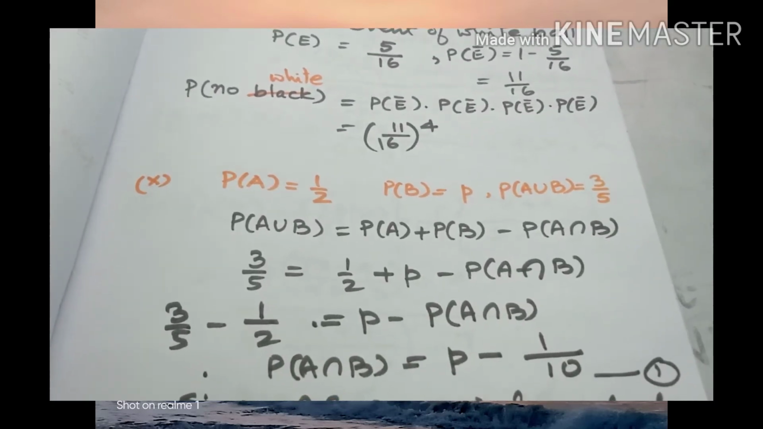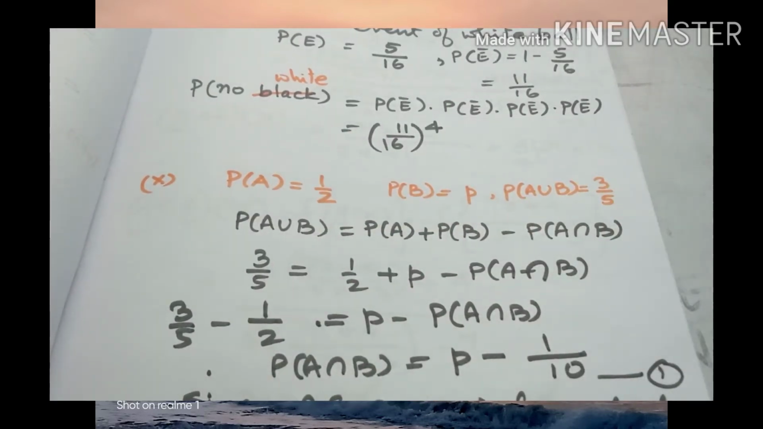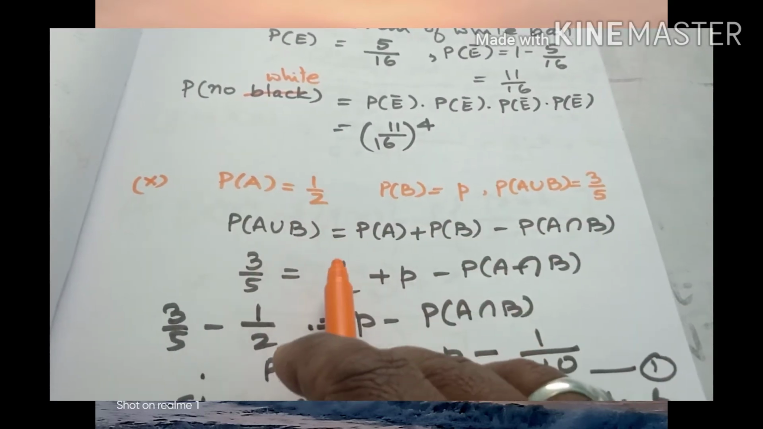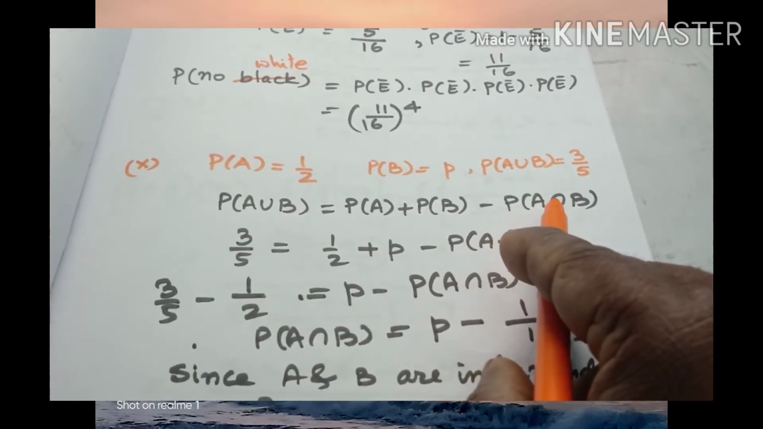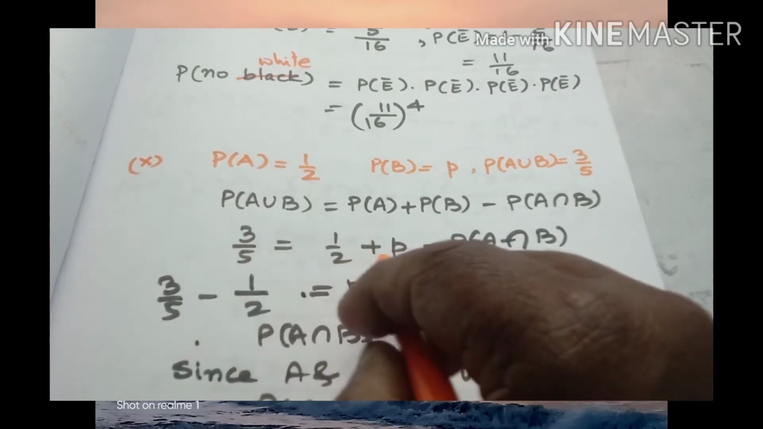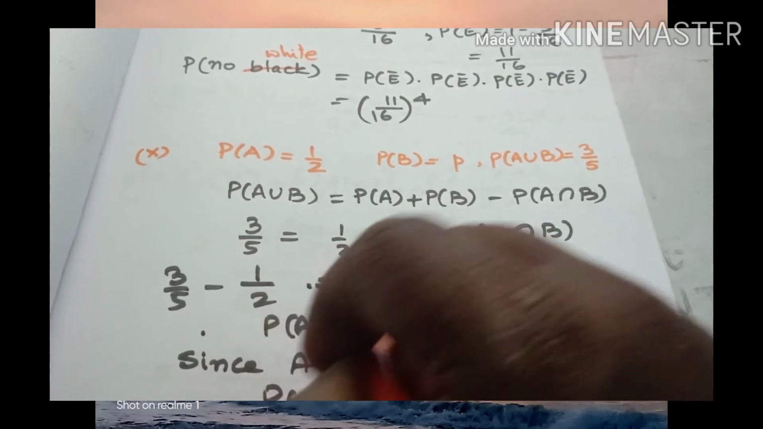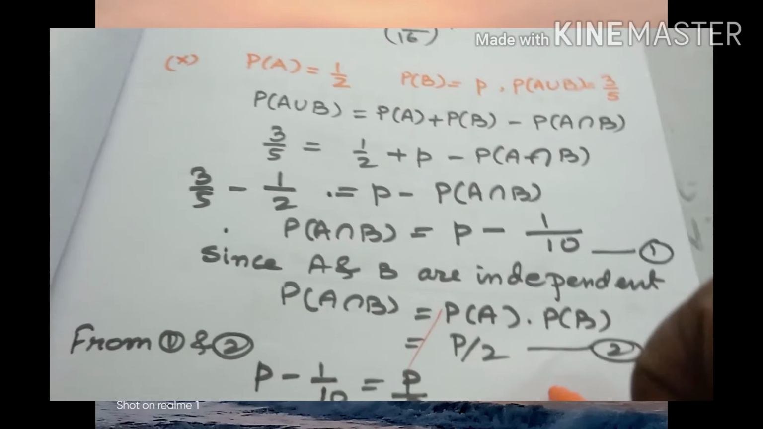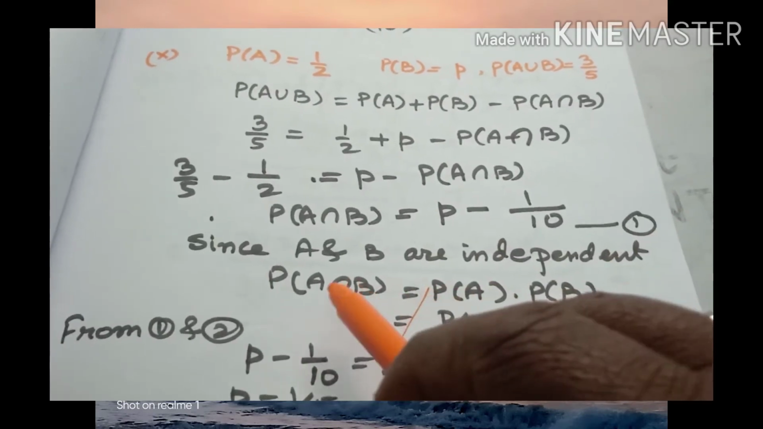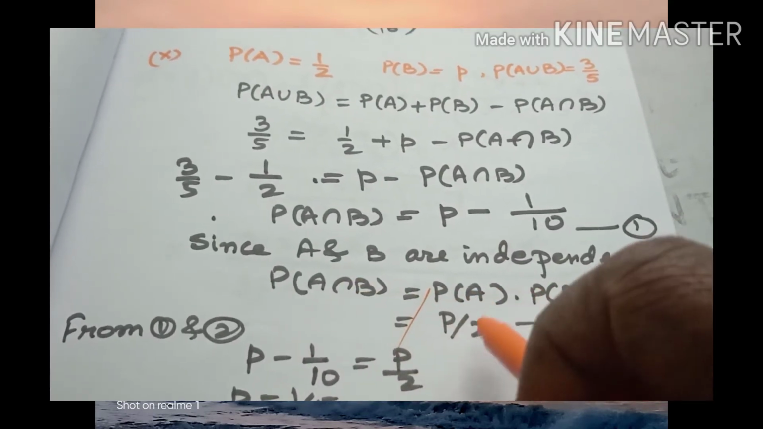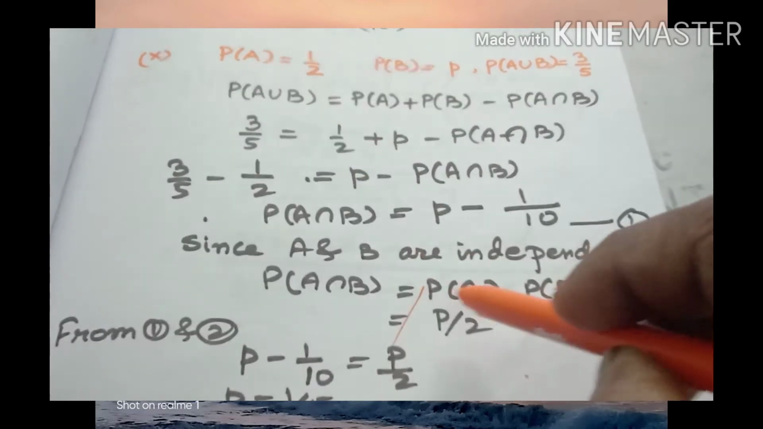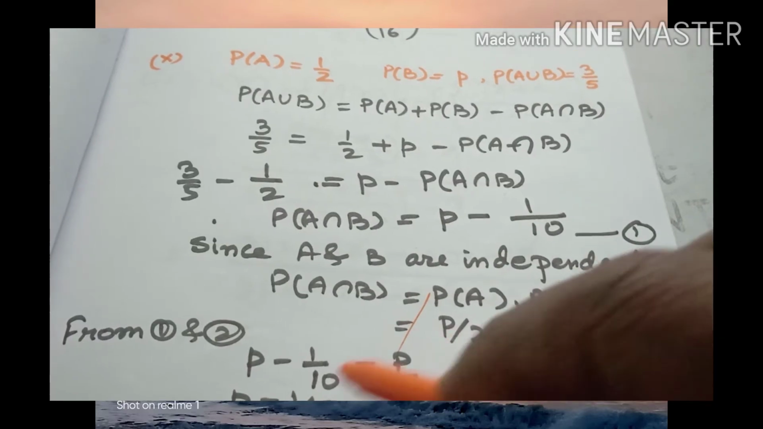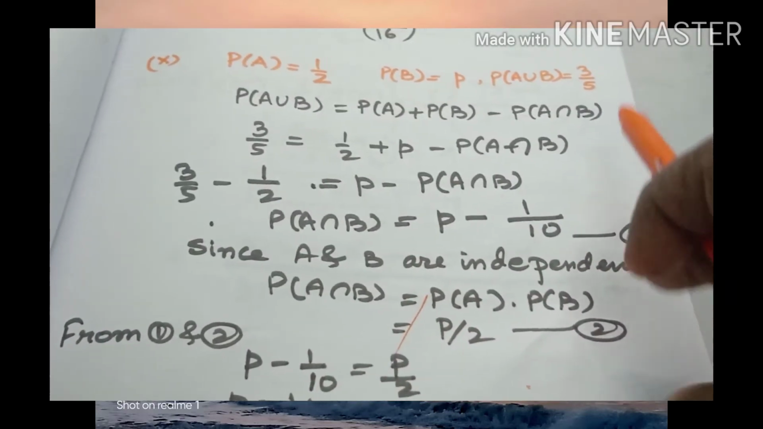So last question of question number 1. P of A, P of B is given and P of A union B is given. According to the formula we know, P of A union B is P of A plus P of B minus P of A intersection B. So putting the values, we get A intersection B. A and B are given independent events. Since A and B are independent events, P of A intersection B is P of A into P of B. Putting the value, P of A, that is 1 by 2, and P of B is P, and calculating we get P is equal to 1 by 5.